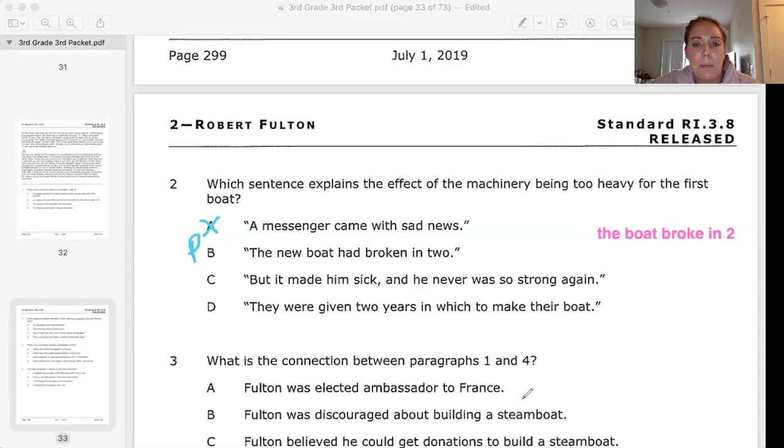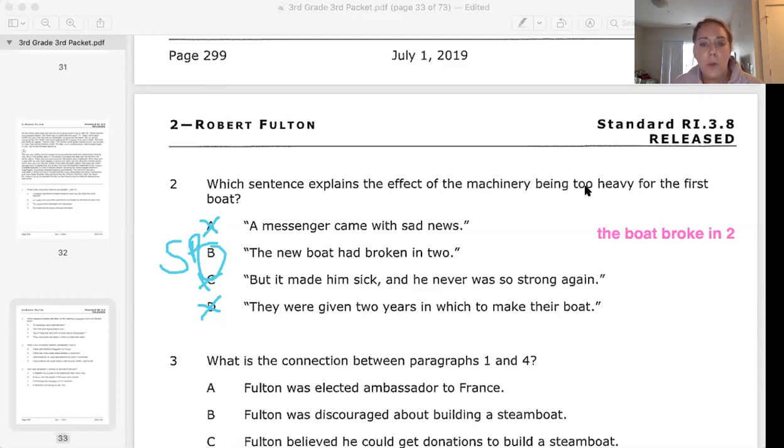What about answer choice C? But it made him sick and he was never so strong again. Perfect, yes. Even though it was mentioned in the text, the fact that the machinery was too heavy is not the reason that it made him sick. So good, crossing off C. They were given 2 years in which to make their boat. Good. Again, just because it was mentioned in the text, it was not the reason that the machinery was too heavy for the first boat. So our strong possibility and our answer choice has to be B. Awesome job going back into the text and finding your evidence.